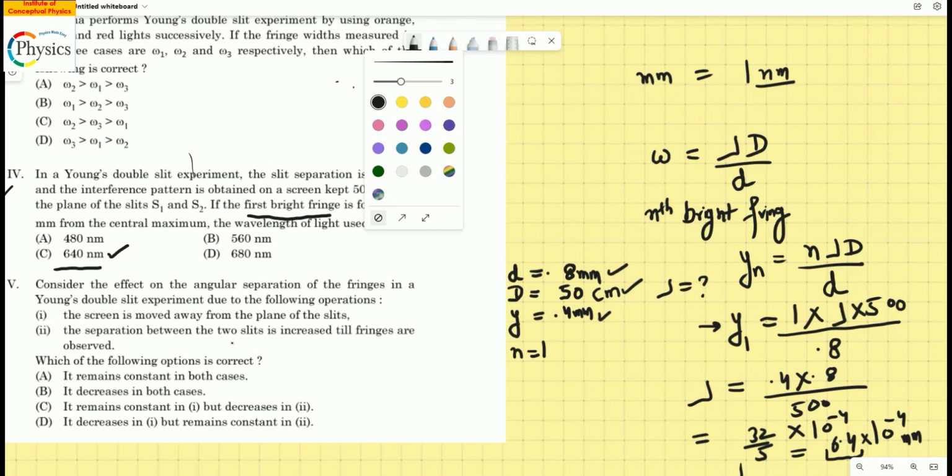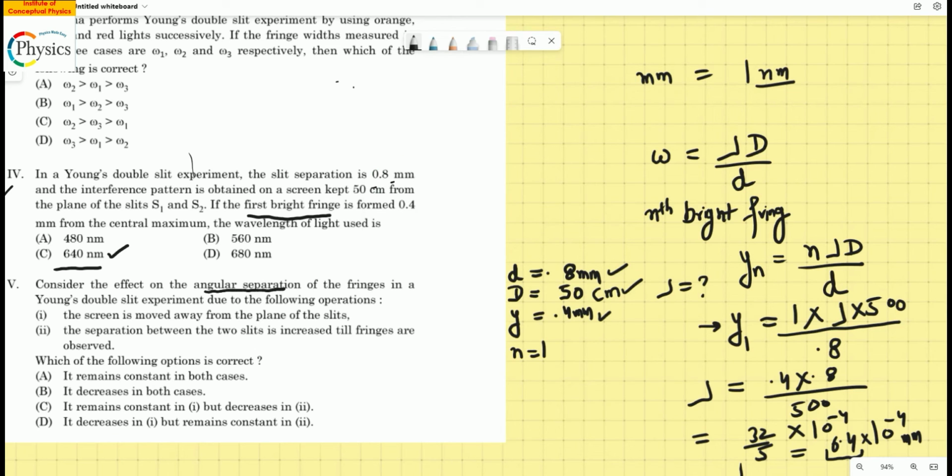Consider the effect on the angular separation of the fringes in a Young double slit. So I hope you understand what is an angular separation. If you don't know, we will just discuss what is an angular separation for a quick revision. Although I expect that when you are doing these questions, you already have studied about angular separation. Go and watch my playlist on Young Double-Slit experiment and wave optics. These concepts have been beautifully explained in 1 line or 1 minute.